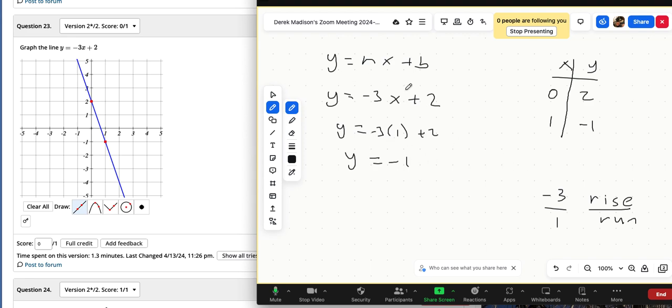So I can get there either by using the directions given in the equation, which are start at 2, go over 1 and drop 3, or plug in some points and get those points that way. So there's a couple of ways to approach that.